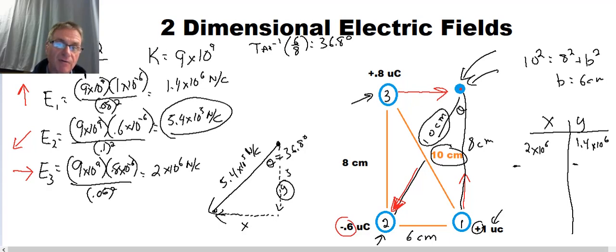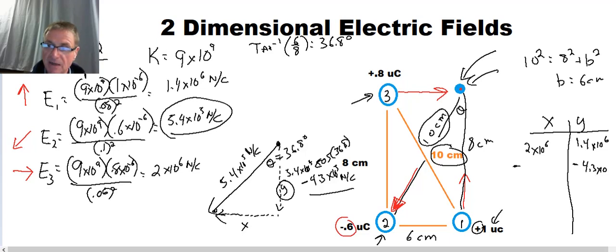So 5.4 times 10 to the 5th newtons per coulomb times the cosine of 36.8 degrees is going to give me that adjacent side, and that turns out to be negative 4.3 times 10 to the 5th newtons per coulomb. I'm going to add this in right over on my y table here: negative 4.3 times 10 to the 5th newtons per coulomb.